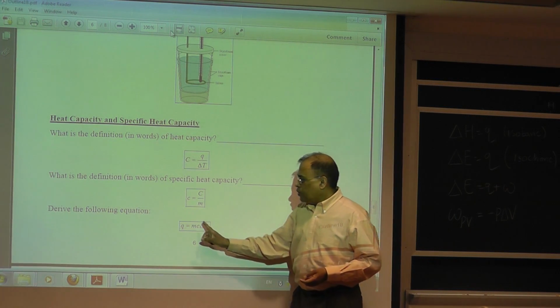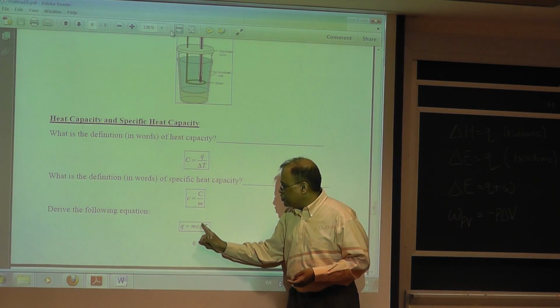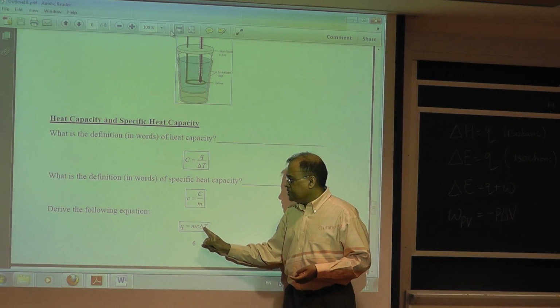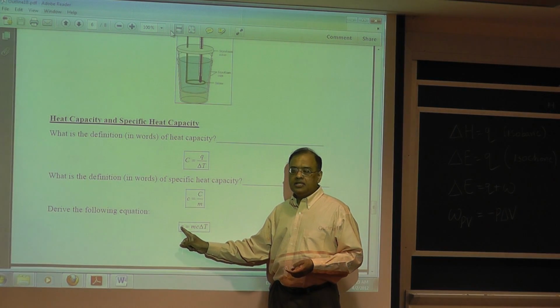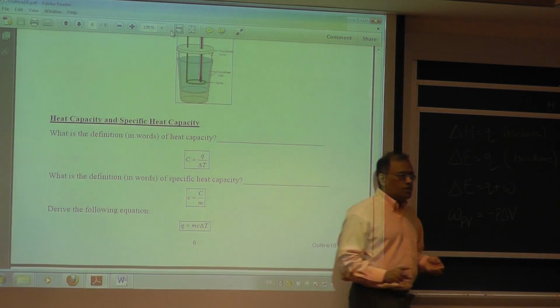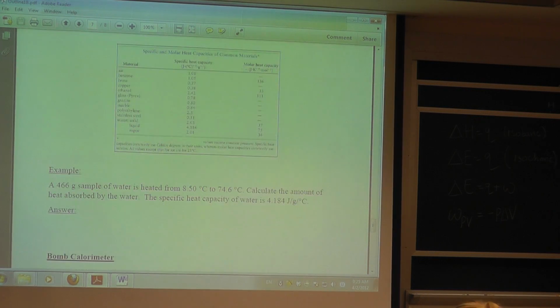Okay? So what this equation tells you is if you know the mass of the object, if you know the specific heat capacity, and if you know the change in the temperature, you can figure out how much heat is absorbed in making that temperature change. All right, let's look at a question here. Can you do this problem here?